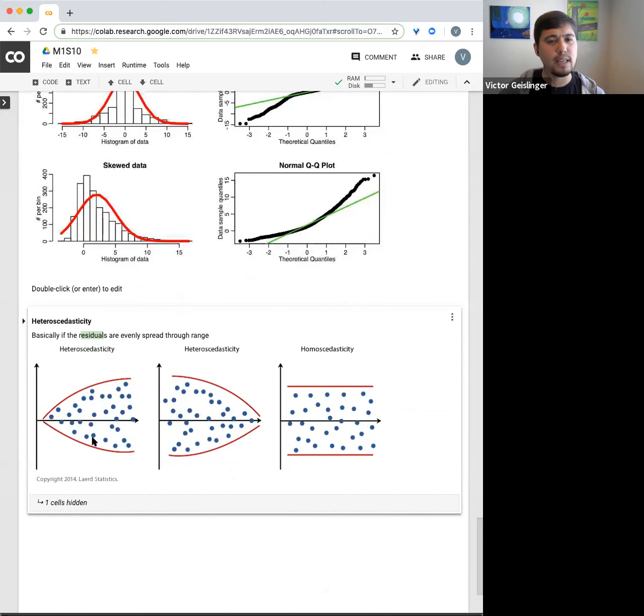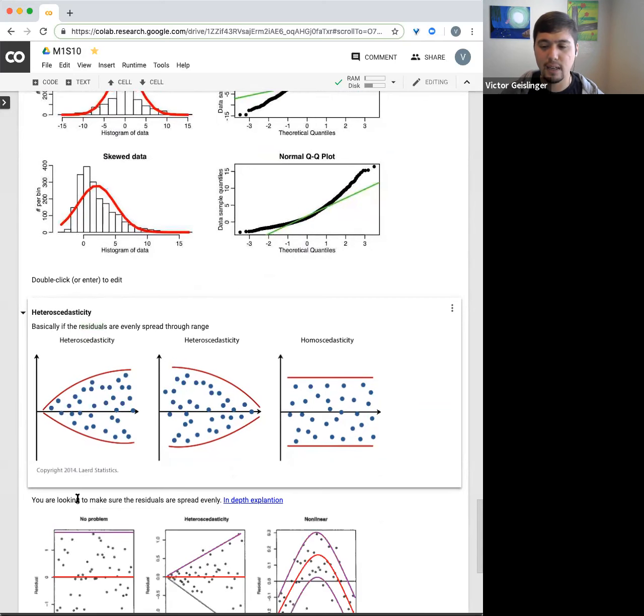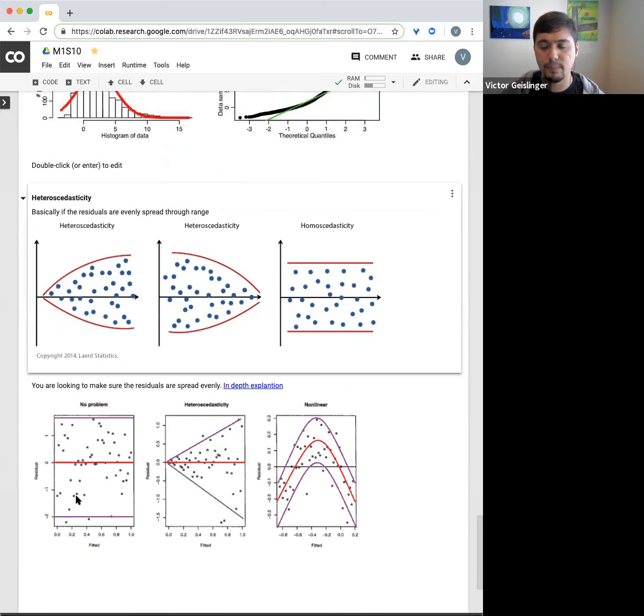Like, they're not evenly spread out. And so this is actually a really subtle point that I think is kind of hard to explain. Let me get back to it in a second. But here are a couple other examples.